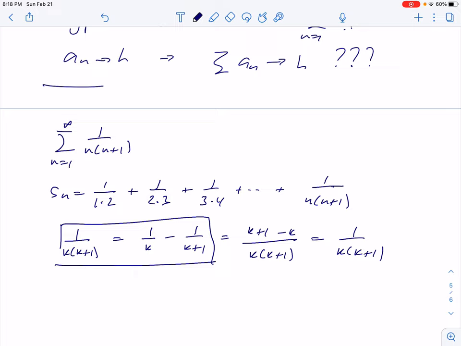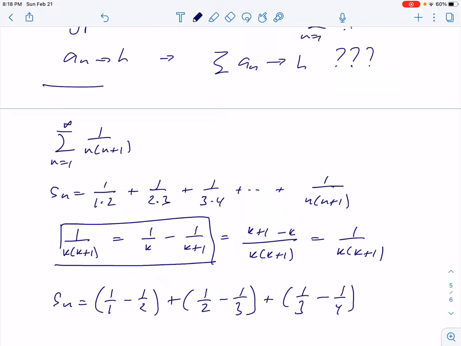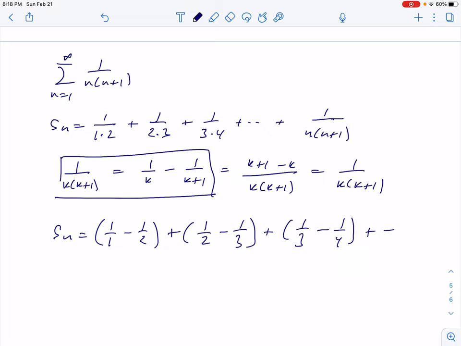So S sub n we can write as 1 over 1 minus 1 over 2, then 1 half minus 1 third, then 1 third minus 1 fourth, and we can continue like that. At the very end, we have 1 over (n minus 1) minus 1 over n, then 1 over n minus 1 over (n plus 1). And this is the nth partial sum.